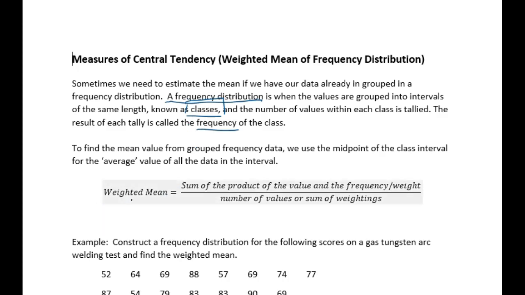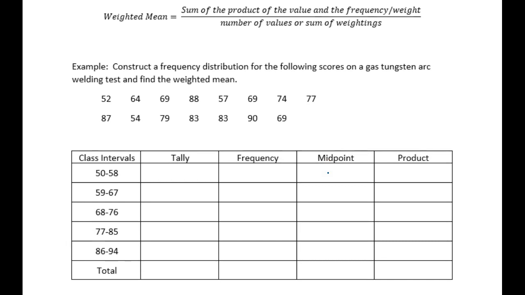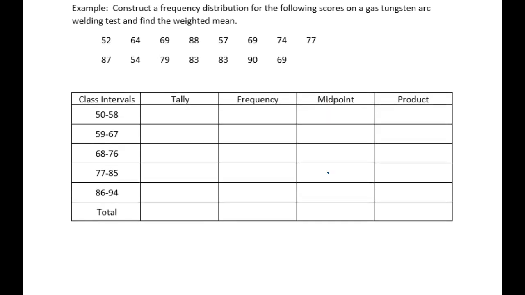So it's still the same formula for weighted mean: the sum of the product of the value and the frequency, or the weight. We are going to use the frequency in this example, divided by the number of values, or the sum of the weighting. So we're again dividing by the number of values that we actually have. Let's go through the process of creating a frequency distribution, and then we'll show how to use that to find the weighted mean again. Here's our example: construct a frequency distribution for the following scores, and find the weighted mean.